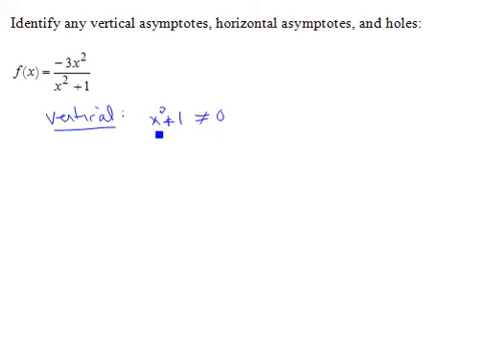That's because we're squaring something and then adding another positive number to it. So the square of a number is positive, and if we add 1 we get an even bigger positive number, so we'll never get 0. And so this means there are no vertical asymptotes in this function.